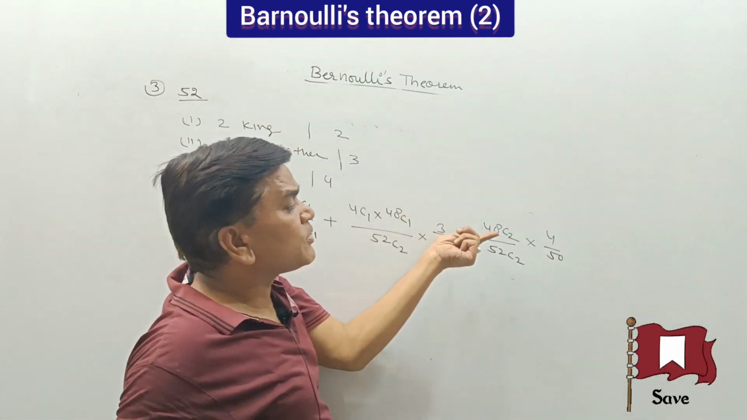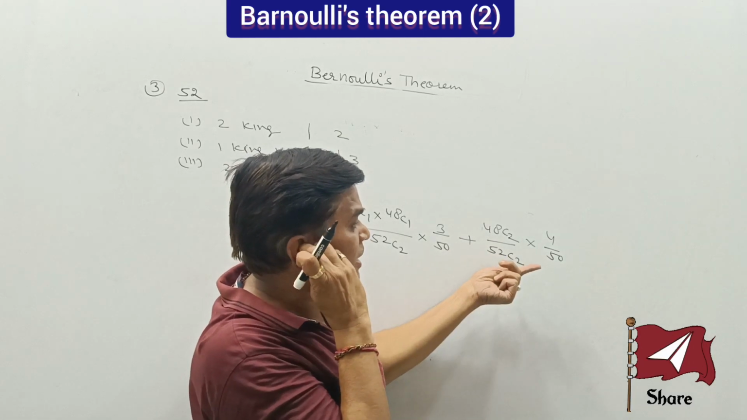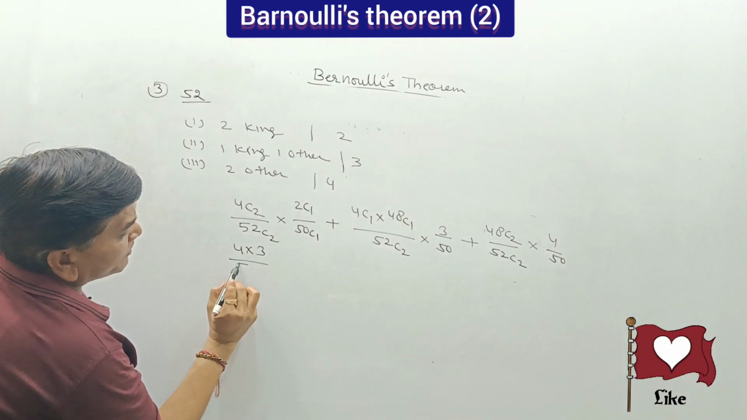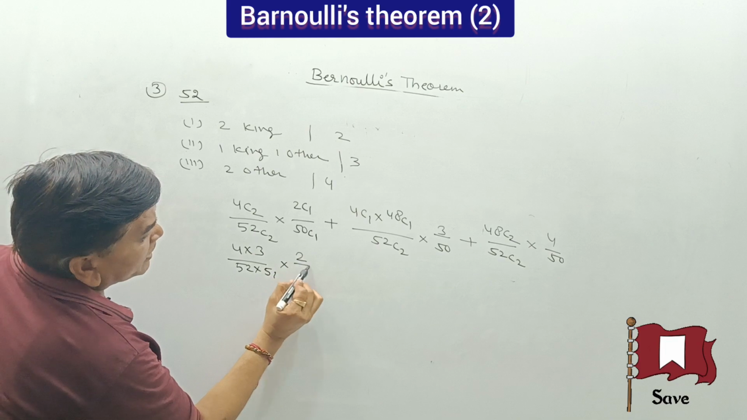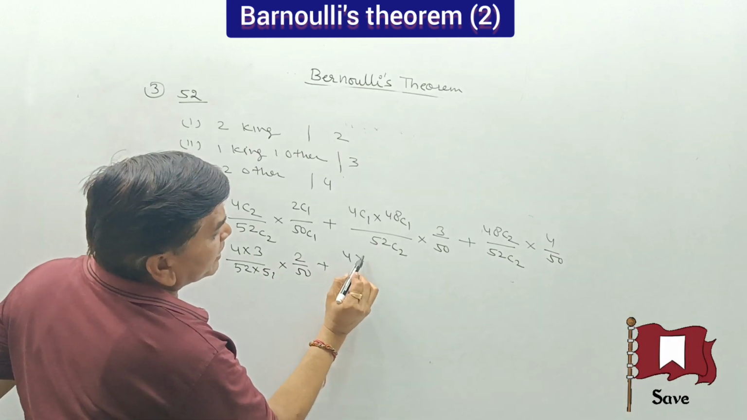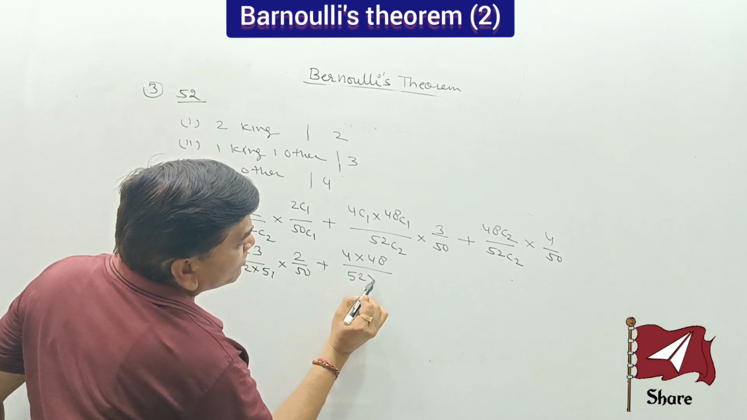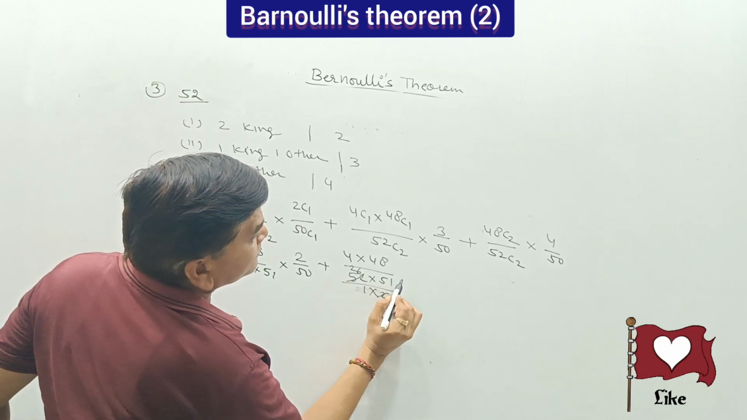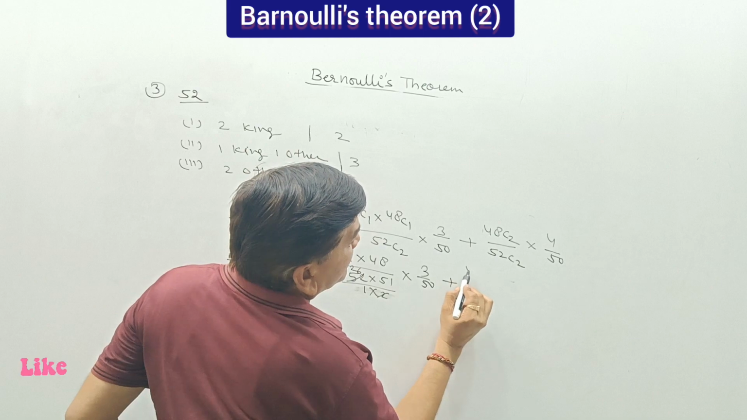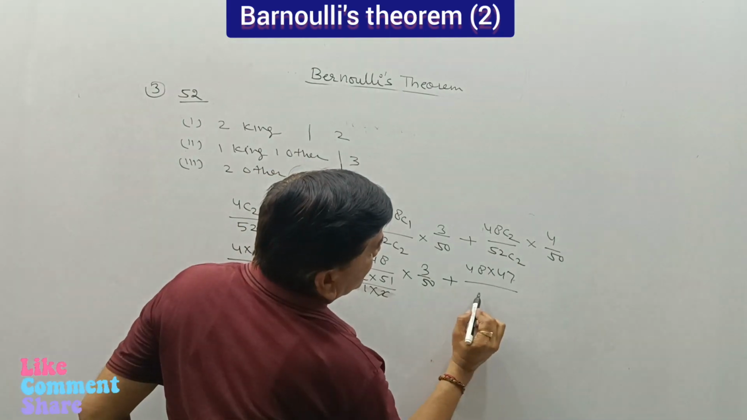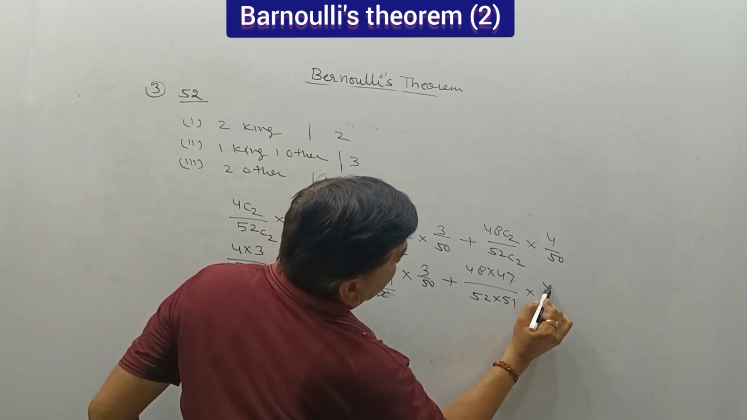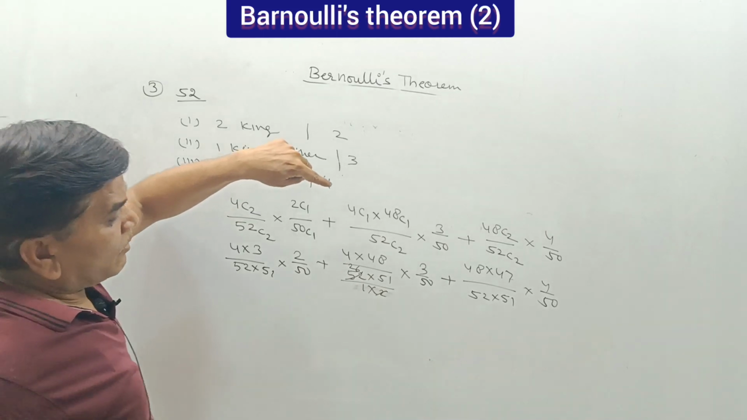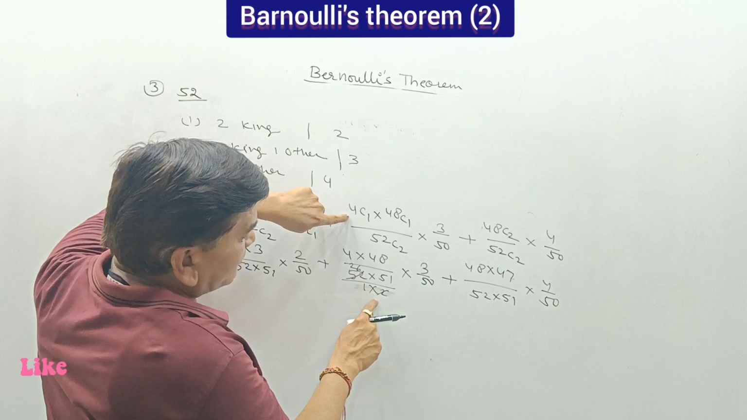And for 2 other cards, we get 48C2 divided by 52C2, and the remaining kings are 4 out of 50. So we will solve this: 4 multiply 3 upon 52 multiply 51, 2 multiply 50, plus 4 multiply 48 divided by 52 multiply 51 divided by 1 multiply 2, and that will be 26. Here 1 and 2 cancel.